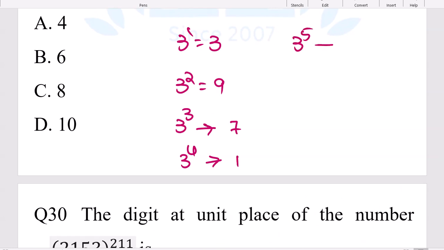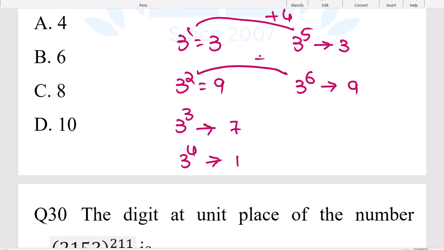3 power 5, 243. Units place 3. See, you are getting the same units place after 4 powers. 3 power 6 is 729. Units place 9. You are getting the same units place after 4 powers. So we should divide the power with 4.